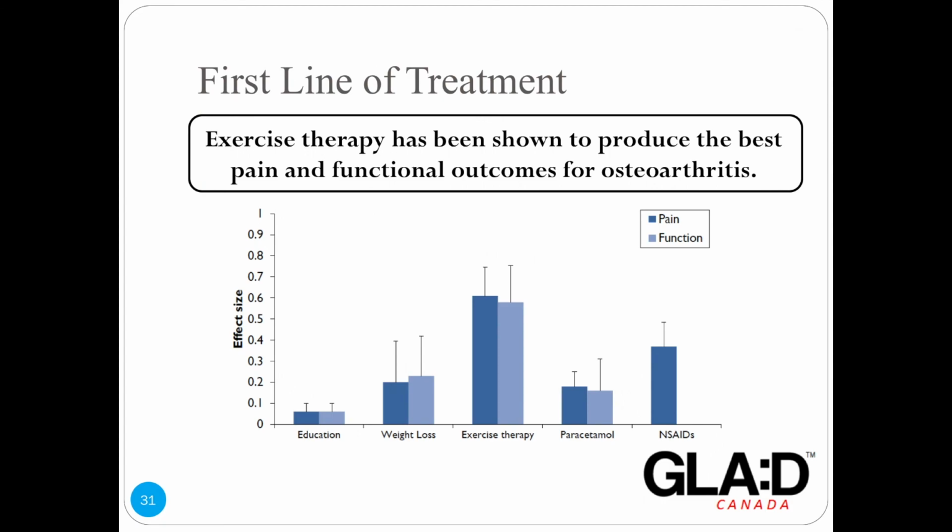So that first line of treatment is all about exercise therapy. And we can see here on this diagram, effect size on the vertical means the benefit. So the higher the number, the more benefit. And on the horizontal, we look at the different types of treatment. So we have education, weight loss, exercise therapy, and then two medications there, the NSAIDs and the paracetamol. If we look here, you can clearly see that exercise therapy has a greater effect size, both for pain and for function. So we definitely want to use exercise as a tool to treat our osteoarthritis.